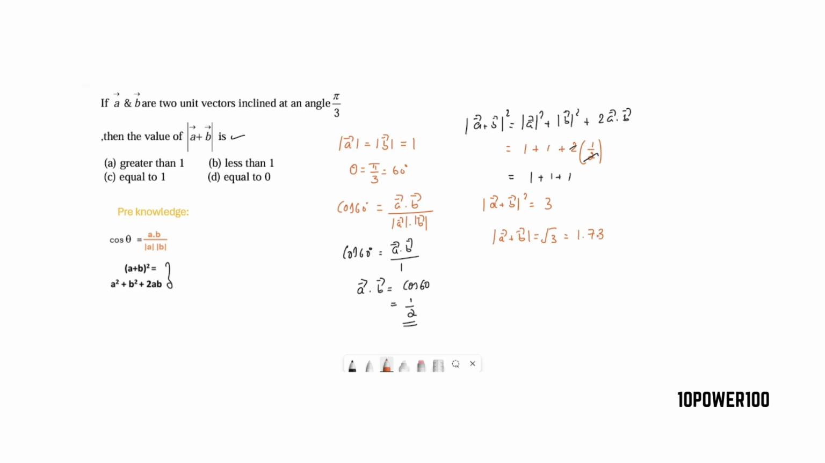The root 3 value you all know, it is 1.73. Now if you observe the options, one is greater than 1. Of course 1.73 is greater than 1, so we can consider that option. It's not less than 1 because it's very clear, it's evident here. So option B is wrong. Option C is equal to 1, no. And option D is equal to 0, option D is also wrong. So option A is the correct answer.